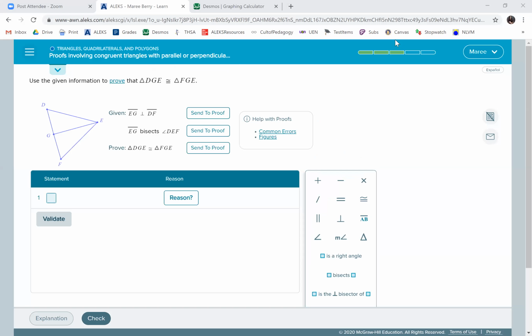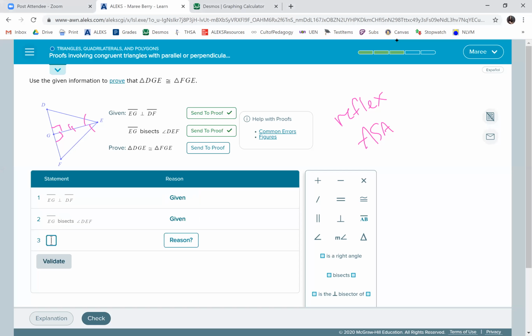So let's see what we have. Let's write down here. EG is perpendicular to DF, so we know that's right and that's right. So they're going to be congruent. EG bisects angle DEF. So these two angles are congruent. We know these sides are congruent. So we have angle, side, angle. We're going to use reflexive, definition of bisector, definition of perpendicular, et cetera. So we're just going to go like that.